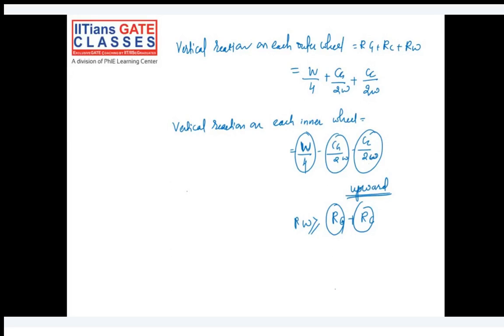So the main thing here is for the inner wheel, your weight reaction should be higher than the other two. That is for sure. This is what you should know. For the outer wheels, you don't have to worry, all reactions are in the upward direction. Okay, clear?